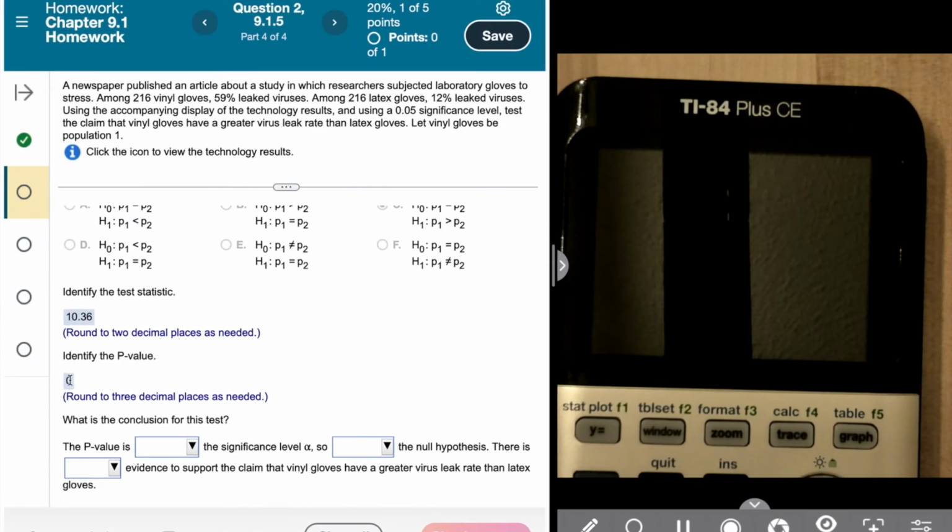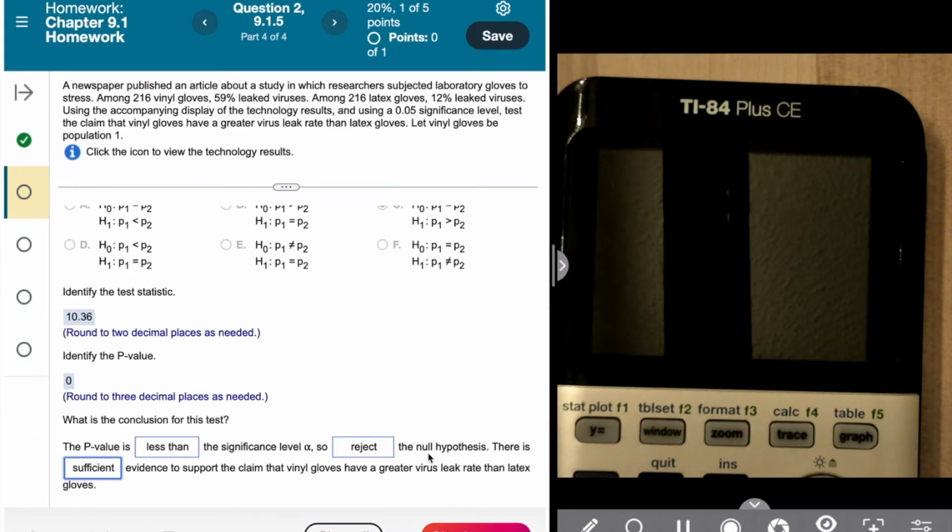Well, the p-value is ridiculously small. It's essentially 0. So no matter what your alpha is, you're going to be rejecting. So it is less than the significance level alpha. Did they even give me an alpha? It's 0.05. But that's just 0, so it beats pretty much everything. So we reject the null hypothesis, and there is significant or sufficient evidence to support the claim that vinyl gloves have a greater risk of virus leak than latex gloves.